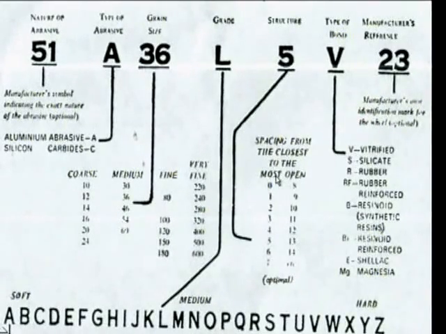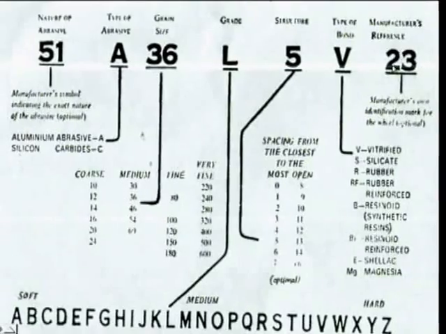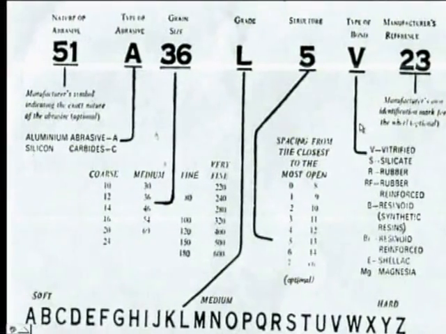Mostly these are optional. Next is the bond, what type of bond we have used, which we have learned in the previous class: vitrified bond, silicate bond, rubber bond, etc. In this, V is given as vitrified. So, this particular grinding wheel is made of vitrified bond, and the last is the manufacturer's reference. Again, this is the option of the particular manufacturer what to give, depending on his batch size or his time of manufacturing or whatever it may be. So, this is the important aspect of the grinding wheel, how to recognize it.